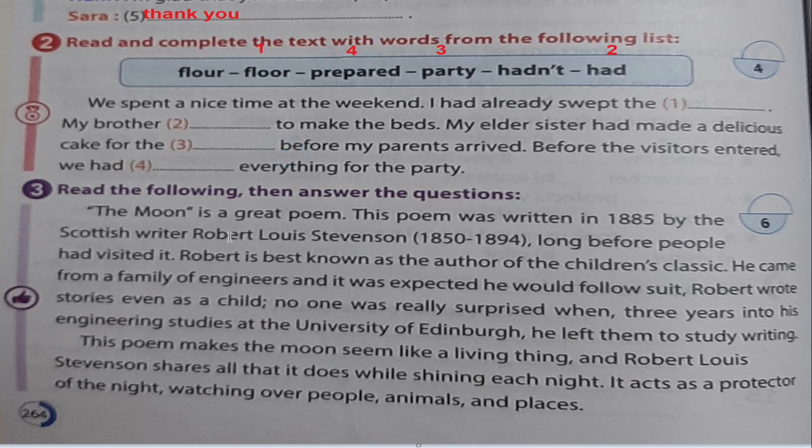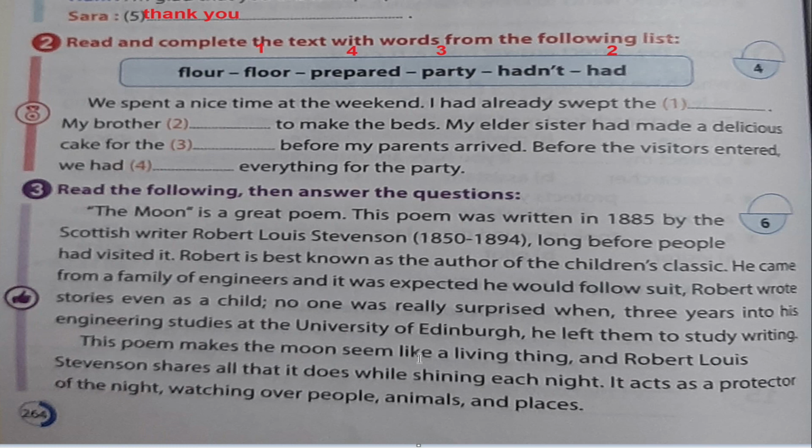راح على السؤال الثالث. Read the following then answer the question. The Moon is a great poem. This poem was written in 1885 by the Scotch writer Robert Louis Stevenson. Long before people had visited it, Robert is best known as the author of the children's classic. He came from a family of engineers, and it was expected he would follow suit. Reporter wrote stories. Even as a child, no one was really surprised when he, 3 years into his engineering studies at University of Edinburgh, left to study writing.